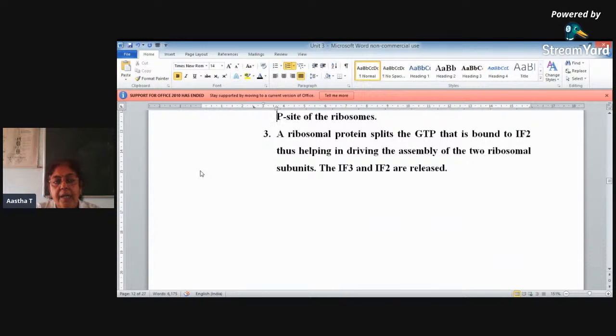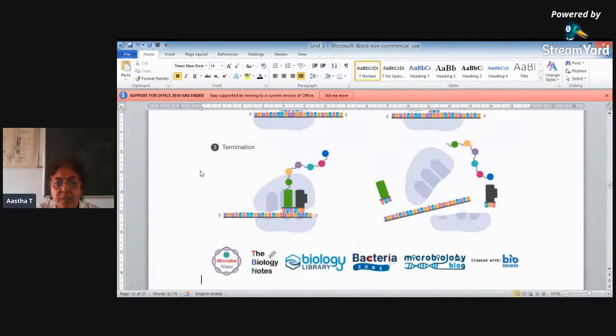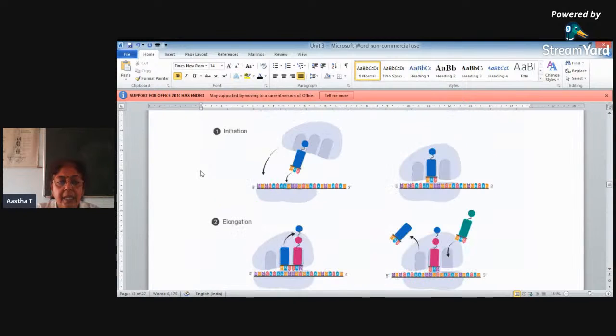Once this is done, IF2 and IF3 will be released. So initiation factors will be released. Let us see the overall process diagrammatically.